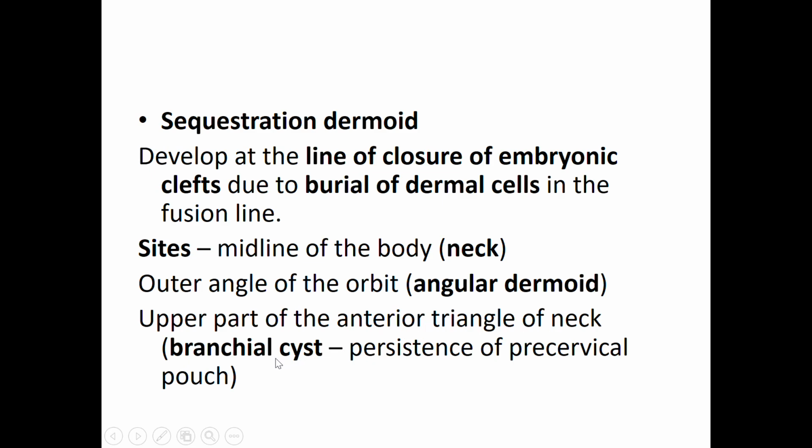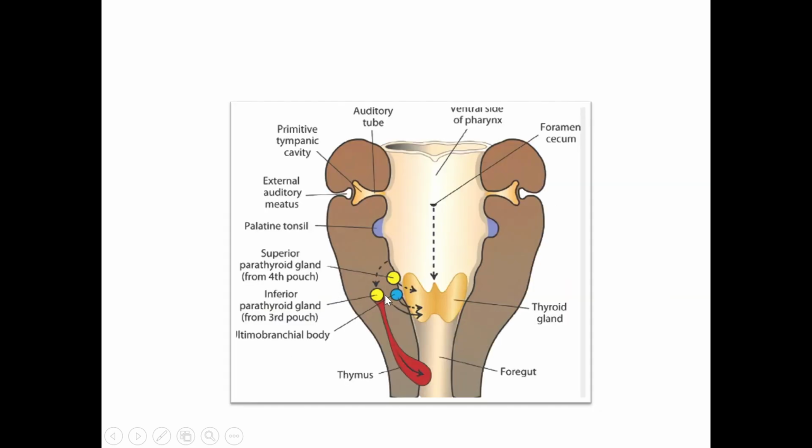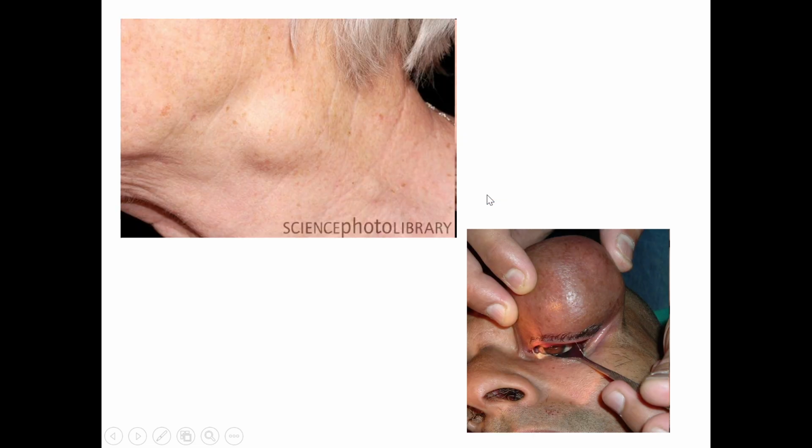Same thing, if you see the picture here, these are your branchial processes, and this gives rise to the ears, the structures in the throat and the neck, and your jaws. What happens when these two fuse from the sides to the middle, sometimes the cells can get buried and they can form a cyst. You can see the pictures here. This is an example of a branchial cyst, and this is the example of the angular dermoid which we saw. Usually seen in the fusion lines.